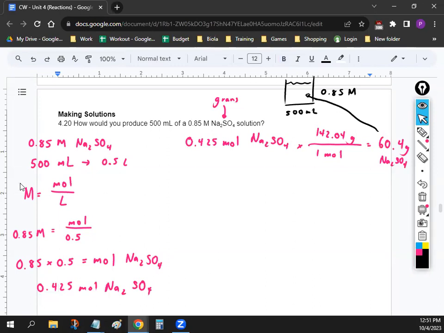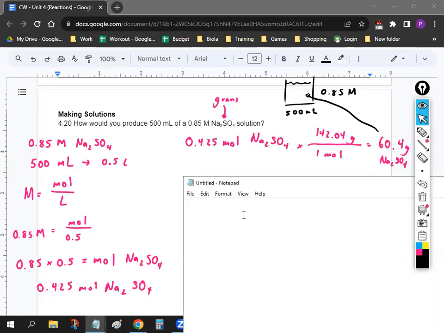Okay, so let's talk about how to write the procedure now. When on the test they ask you to write the procedures, this is how you're going to do it. When you write the procedure, it's pretty simple. The first thing you want to do is write that you're going to weigh out your 60.4 grams of Na2SO4 after you do your calculations. Sorry guys, English is my second language. So you're going to weigh out 60.4 grams of Na2SO4. So the first thing you do is just write that you're going to weigh out the number that you calculated, in grams. And obviously that number is going to change depending on your calcs.